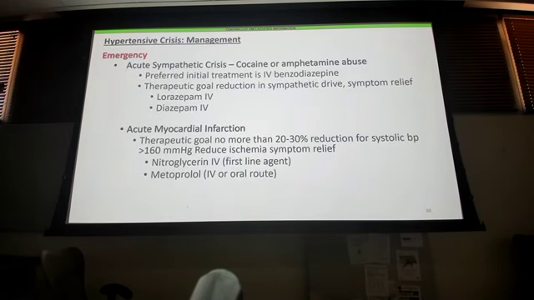If you have somebody who is coming in with hypertensive emergency and it's due to cocaine or amphetamine, IV benzos are going to be your treatment of choice, or your initial treatment of choice, okay? So treat them with benzos.